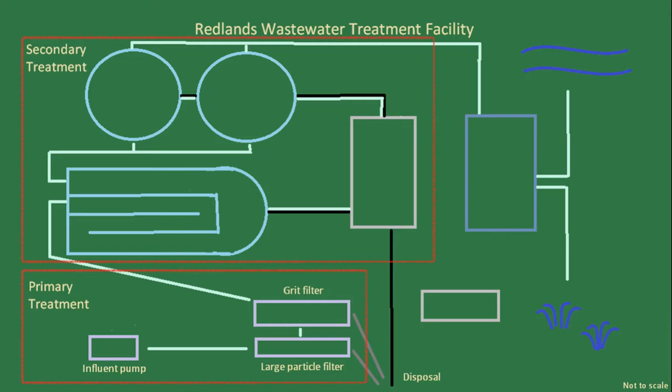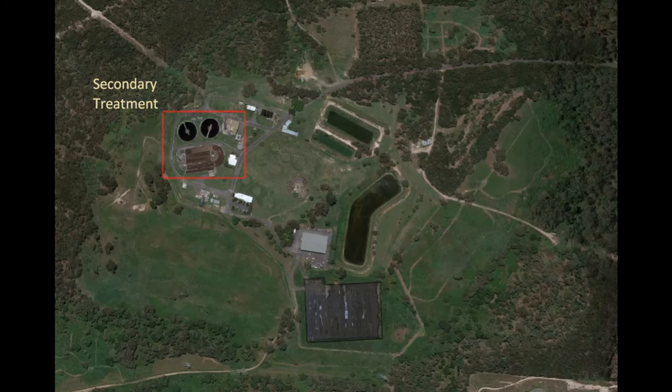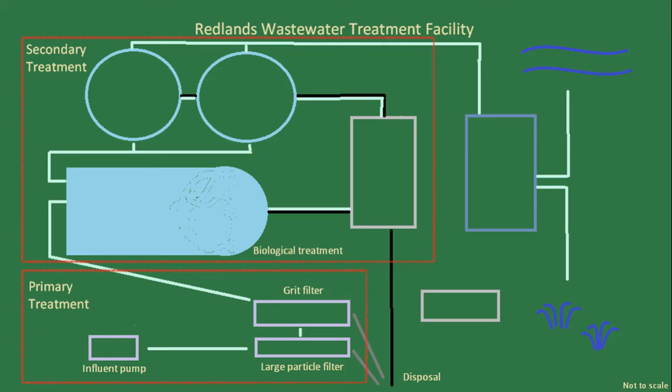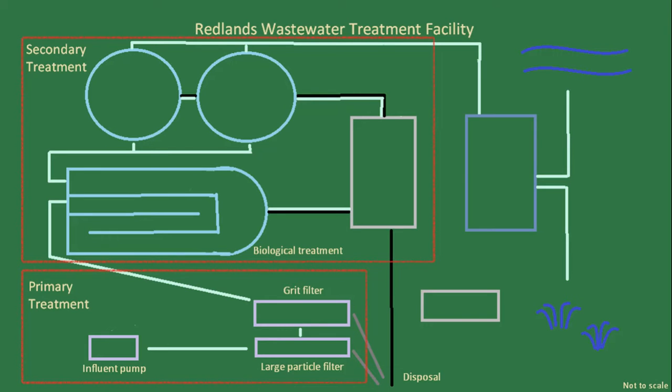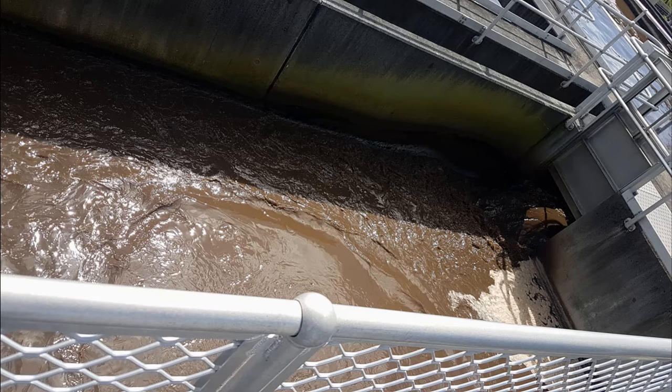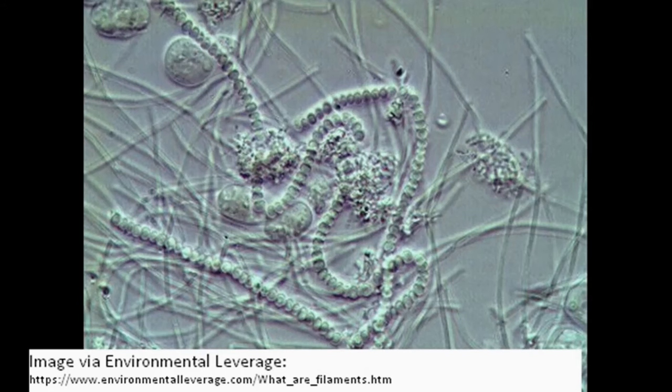Conversely, secondary treatment is characterized by biological processes. Secondary treatment at Redlands involves 3 separate processes. First of those is biological treatment, which is really where the main work occurs. A big part of what makes untreated wastewater so dangerous is its high nutrient load. A good way to get rid of these nutrients is to cultivate organisms that will consume them, microbes.